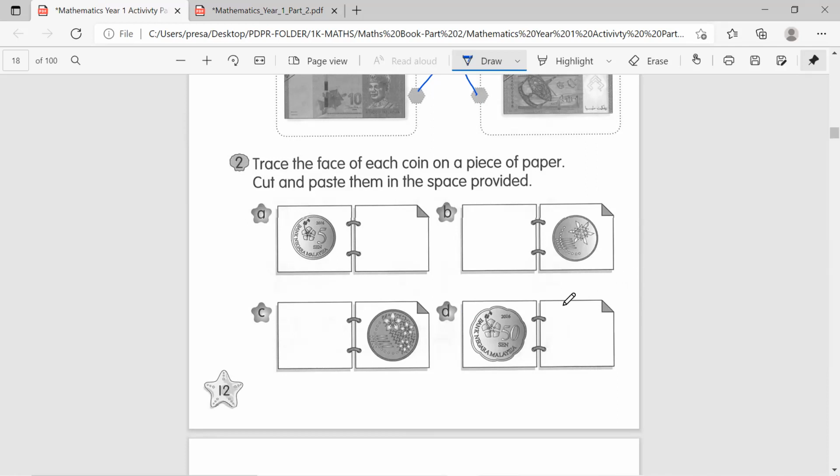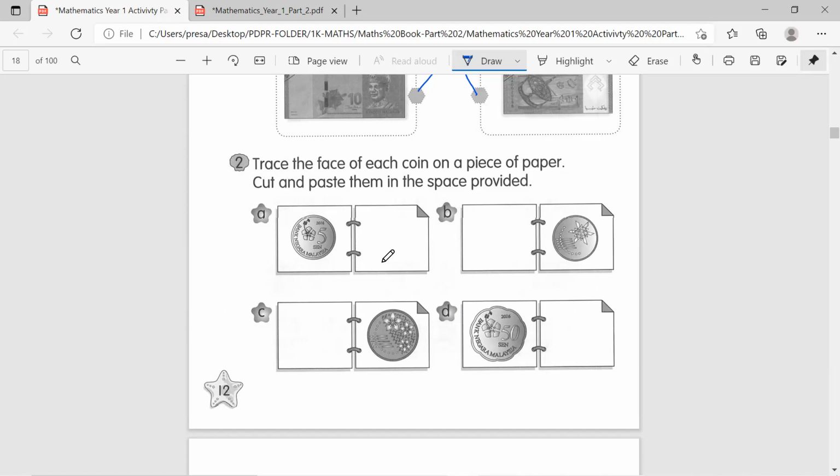So class, what we do, you have to trace. You take out a piece of paper or A4 paper. You put a coin, let's say a 5 cent coin, on your table, and you put the paper on top of the coin, and you shade or trace. According to the shape of the coin, at the last you will get the picture of the trace.